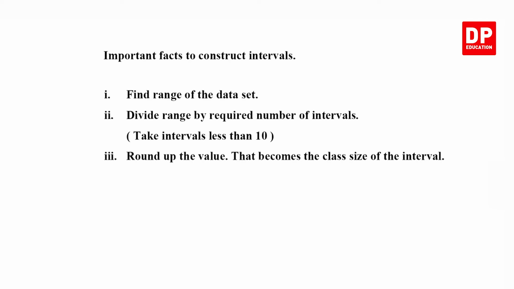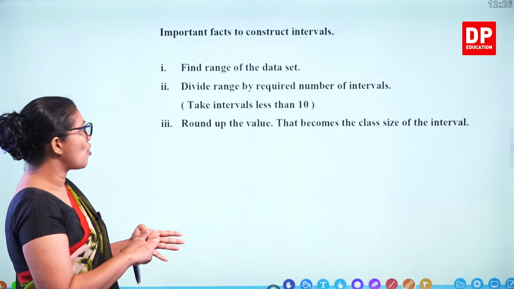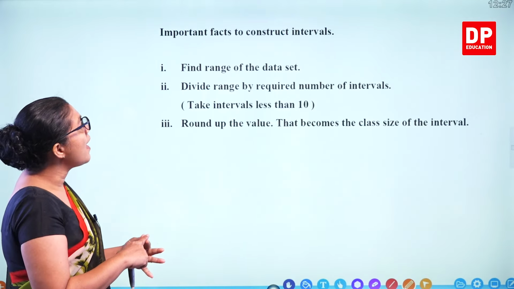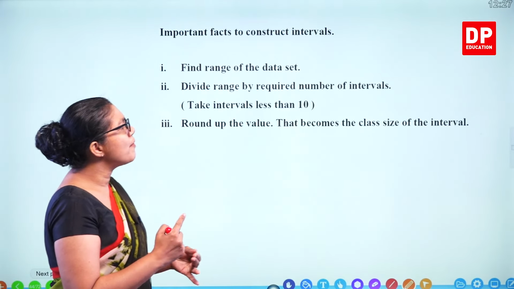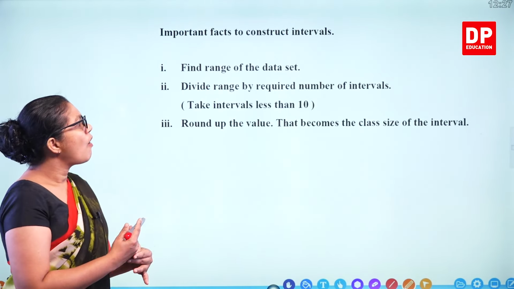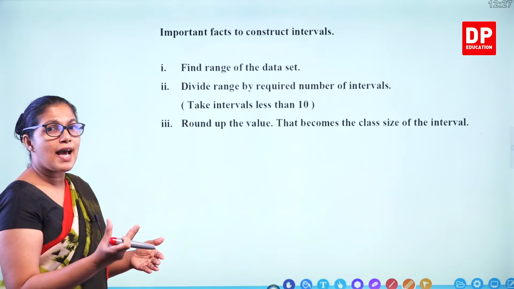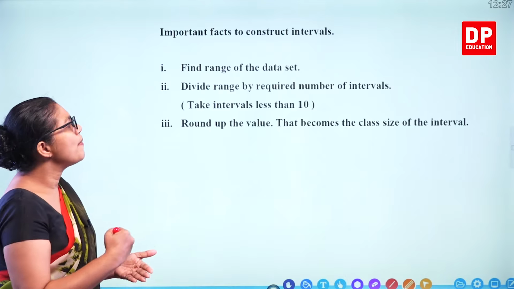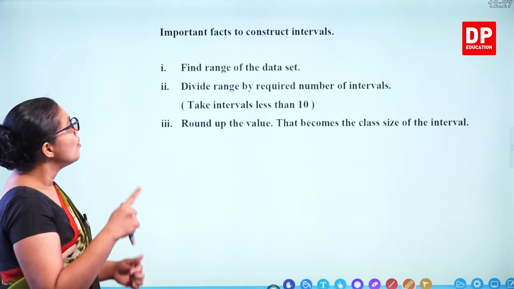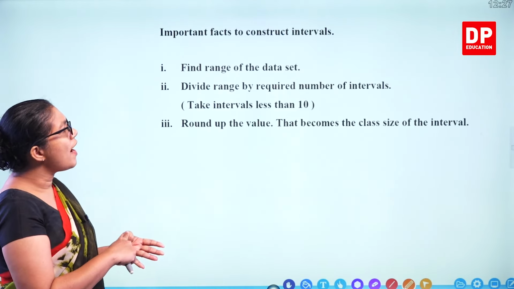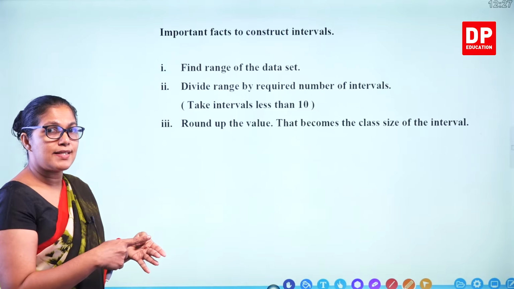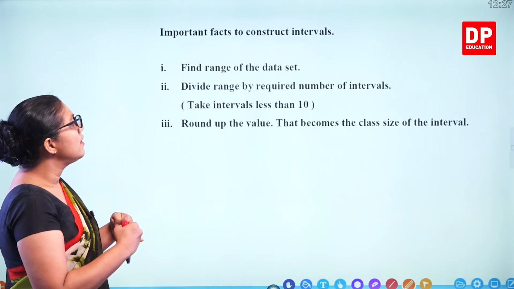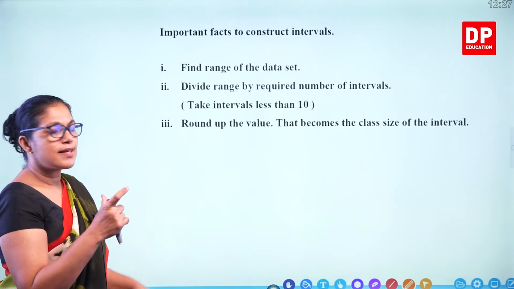So when you are constructing intervals, what are the important facts that you have to remember? You find the range of the data set. Then divide that range by the required number of intervals. Or if you know the size, you can divide by size. Then you can see how many intervals there are. If you know the range divided by the number of intervals that you want, you can find the class width.